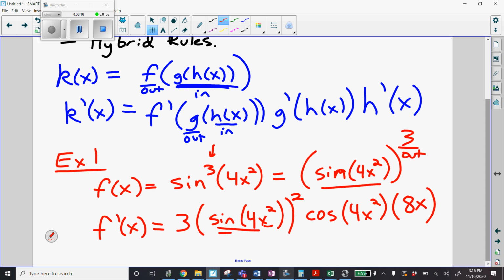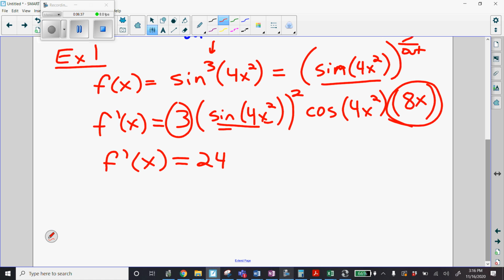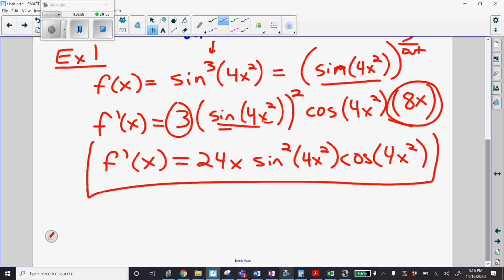Okay. I'm not done until I put that times 8x at the very end. Now, we might clean this up because on the multiple choice, they're not going to write it all spaced out like that and unsimplified like that. I can combine this 3 and this 8x to make 24x. I'm just going to write this with the nice notation of sine squared 4x squared cos 4x squared. And there's my final answer. Nice and simplified.